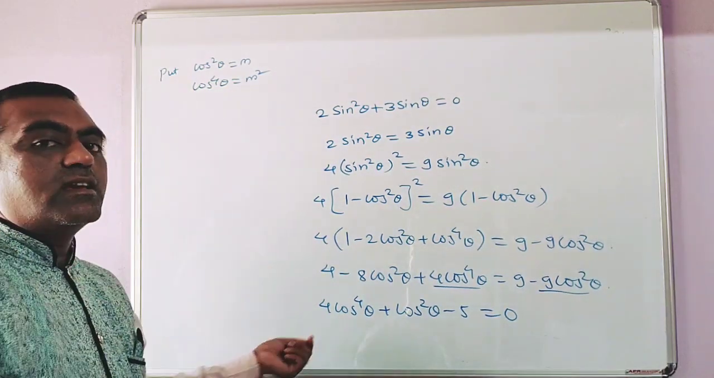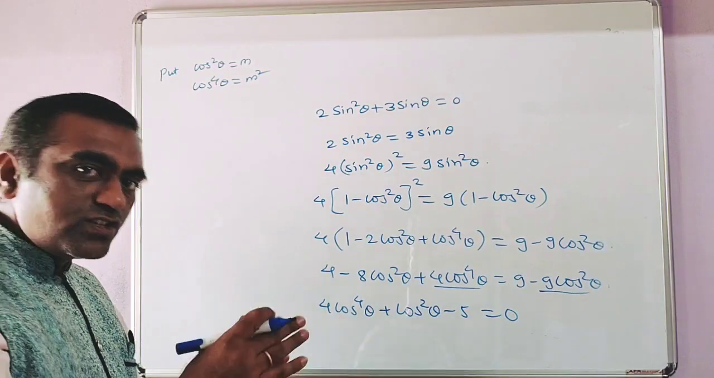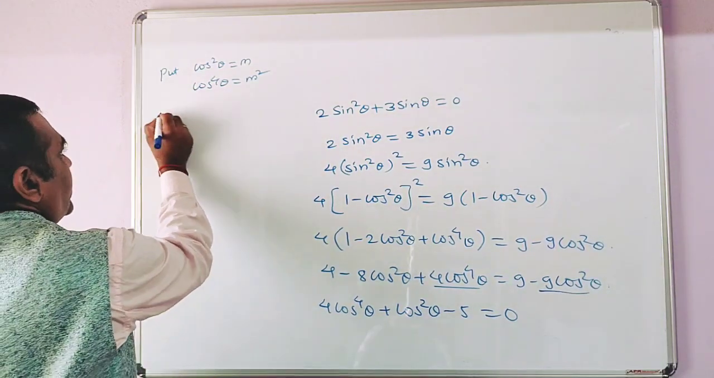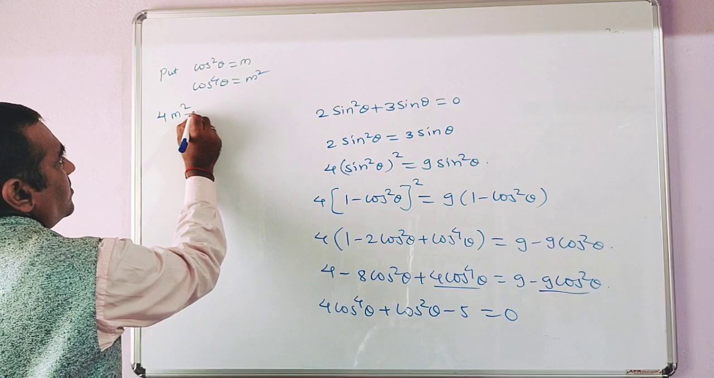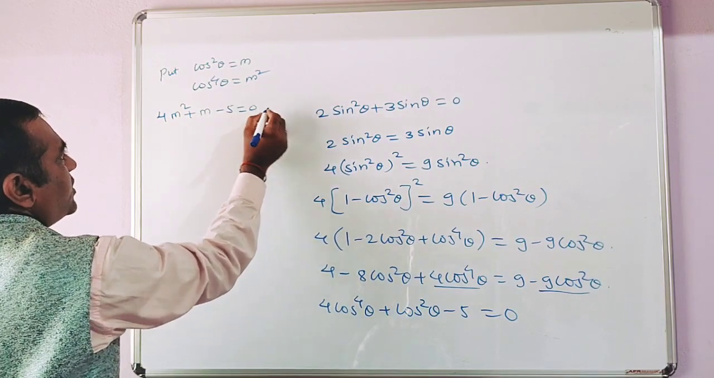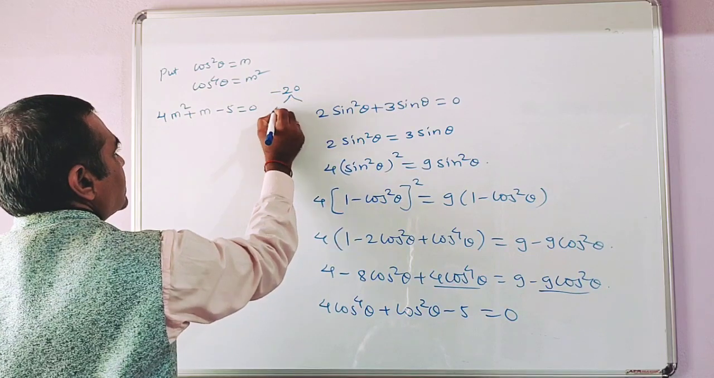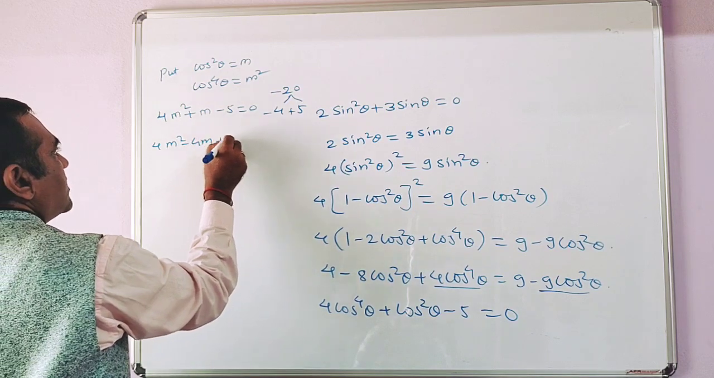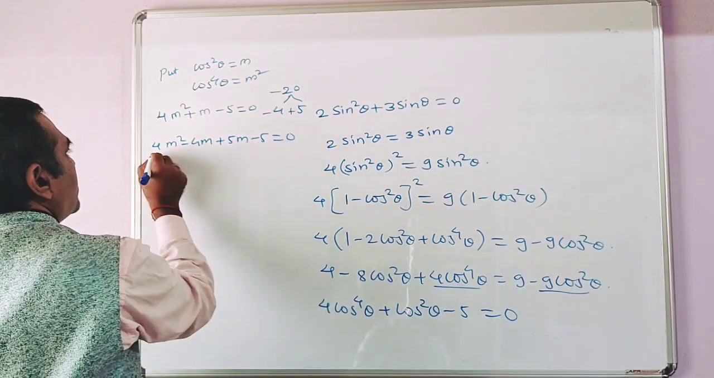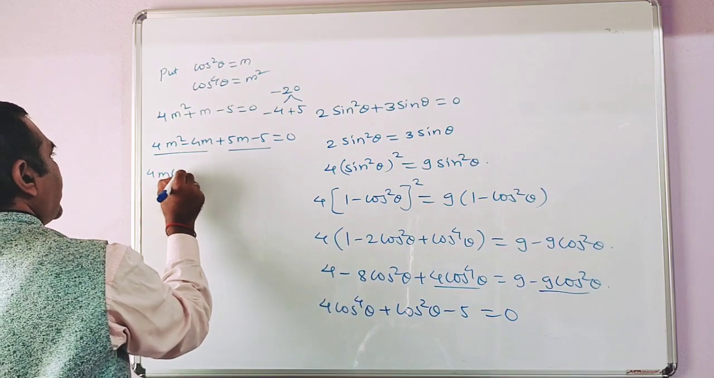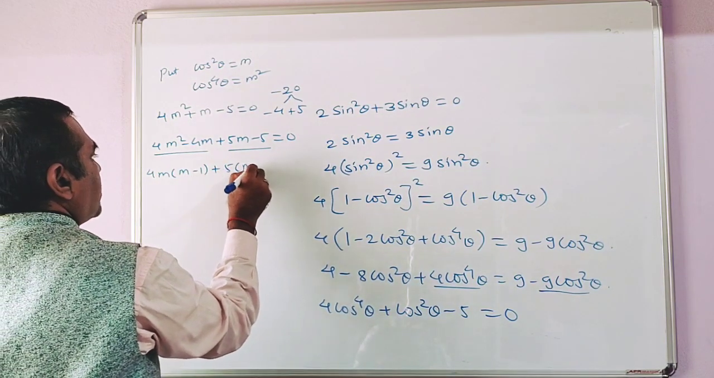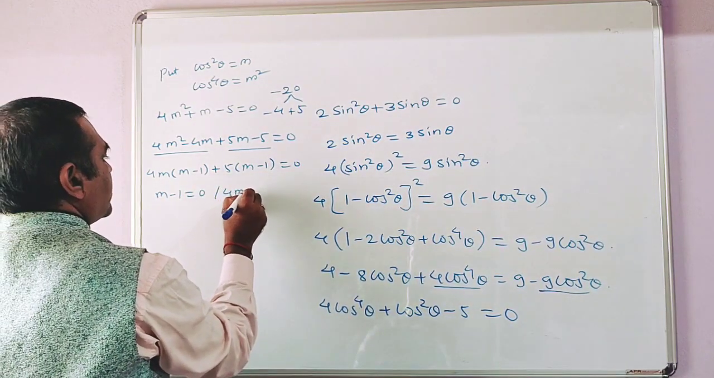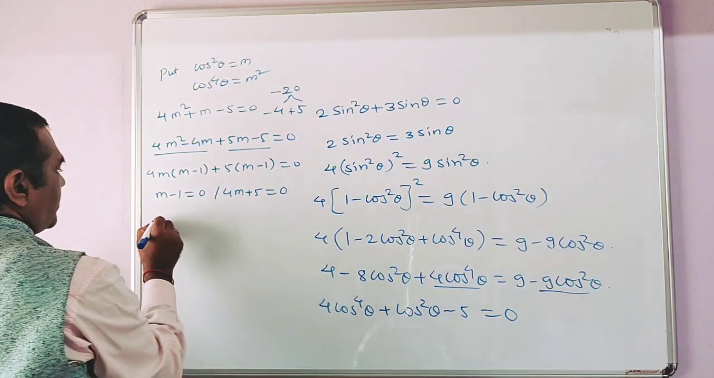By using the quadratic equation, by the factorization method, we can find out the value of cos theta. So write down here 4m square plus m minus 5 equal to 0. 4m square minus 4m plus 5m minus 5 equal to 0. 4m in bracket m minus 1 plus 5 in bracket m minus 1 equal to 0. m minus 1 equal to 0 or 4m plus 5 equal to 0.